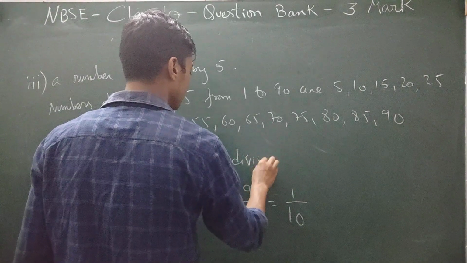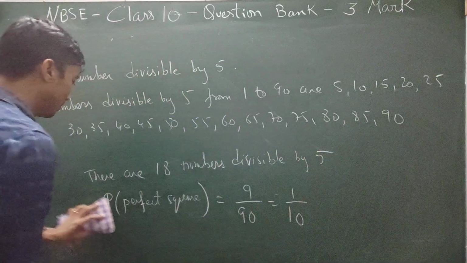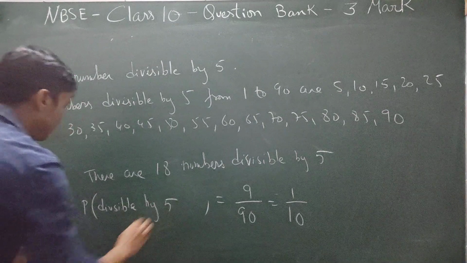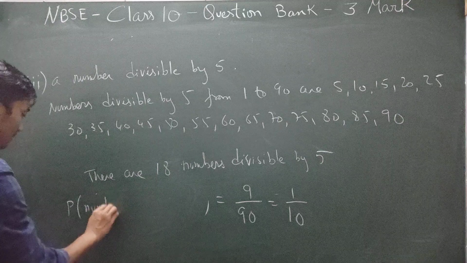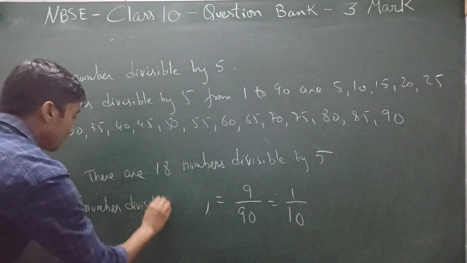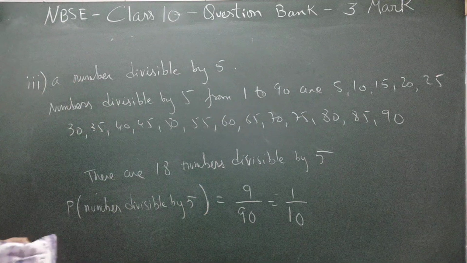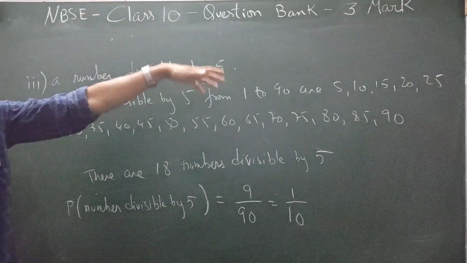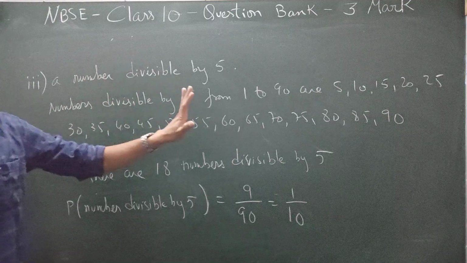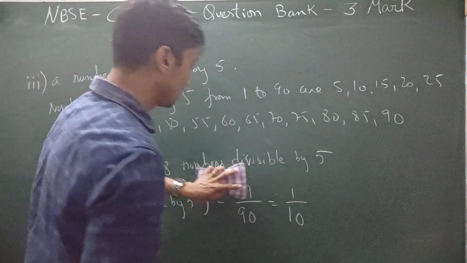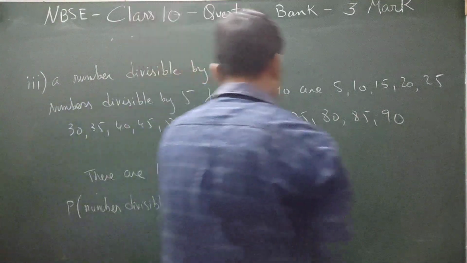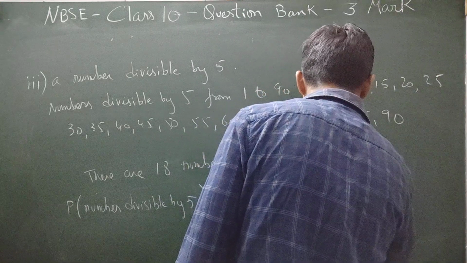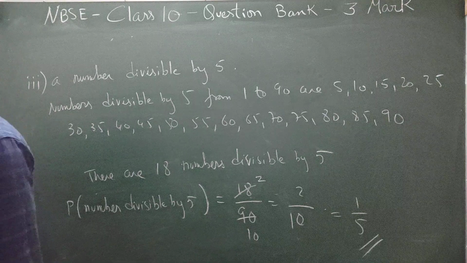So therefore the probability of getting a number divisible by 5. In the context of the question, I'm not writing 1 to 90. Of course, numbers divisible by 5 can be many, 5, 100, 105, 1000, but in the context of the question, we're talking of 1 to 90 only. So the favorable outcomes are 18. 9 2s are 18, 9 10s are 90. So 2 by 10. We can cancel it again. 2 1s are 2, 2 5s are 10. So it's going to be 1 by 5.